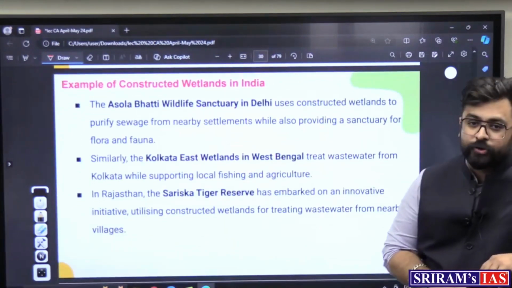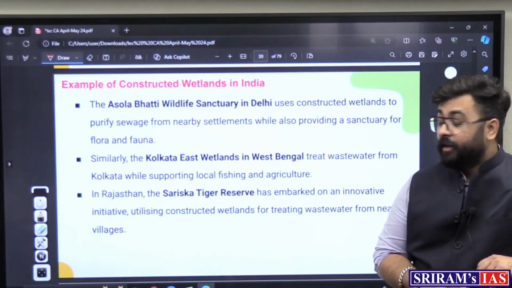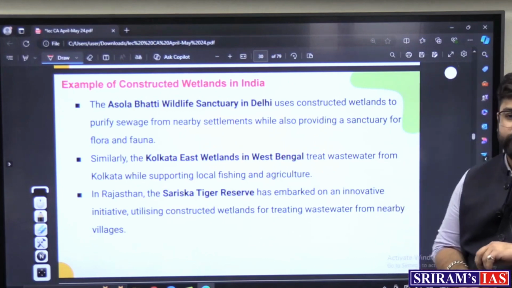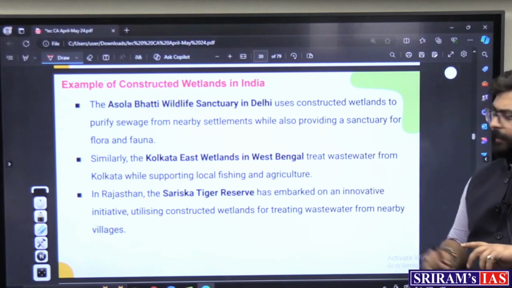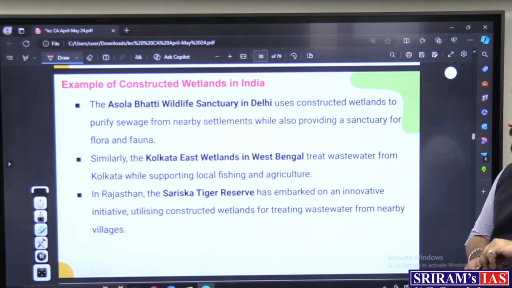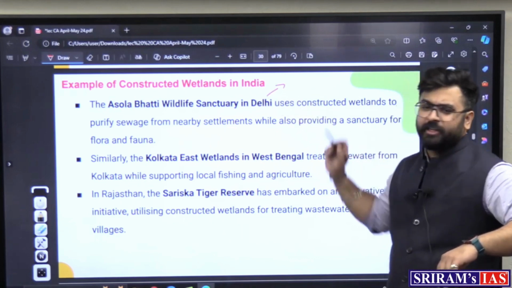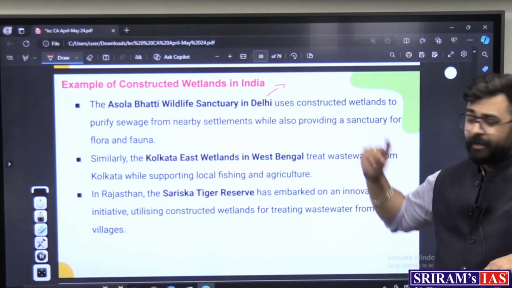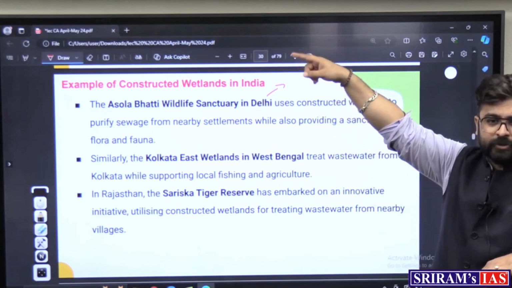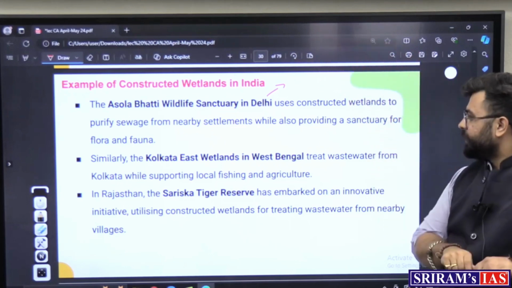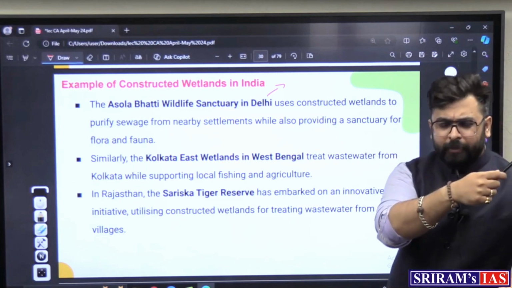Now what are the examples of constructed wetland? One is very near to you, Asola Bhati Wildlife Sanctuary in Delhi. There is one wildlife sanctuary near Okhla, Asola Bhati. It uses constructed wetland to purify sewage from the nearby settlements while providing sanctuary for flora and fauna. This is one of the green regions in Delhi. Delhi has only 2-3 patches of green. One is this wildlife sanctuary, the other one is North Campus Ridge area. These are only 2-3 green patches that we have. One is Yamuna Biodiversity Park.